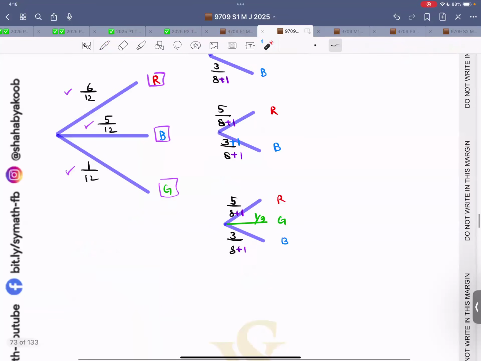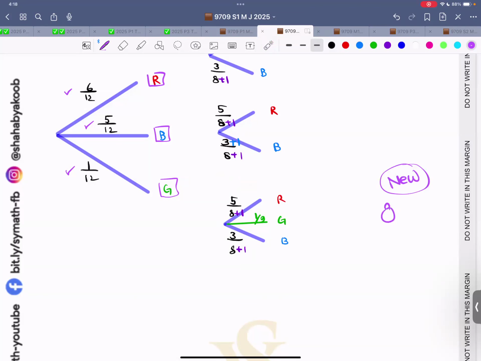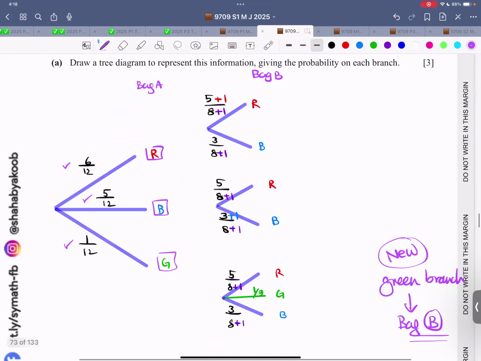This is perfect. And this was totally brand new. Brand new in the sense that there were no green things over here. But when you are transferring, of course, there should be 1 green over here. So this is 1 over 9, and an extra branch is being added. So that was brand new, what we have seen. So that new green branch was added in bag B. And that kind of scenario, we have never seen before. But I mean, nothing special.